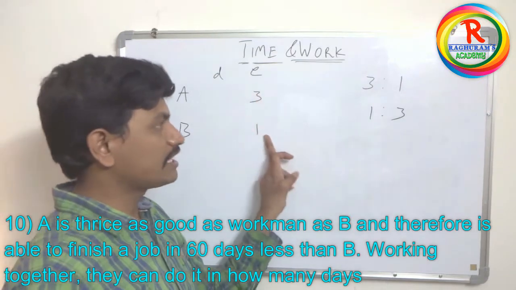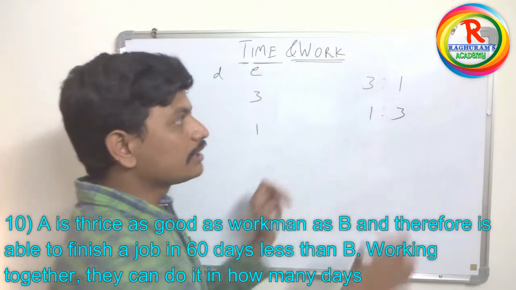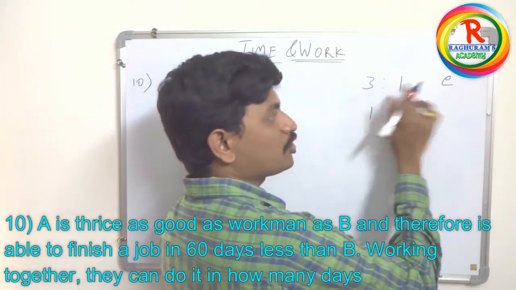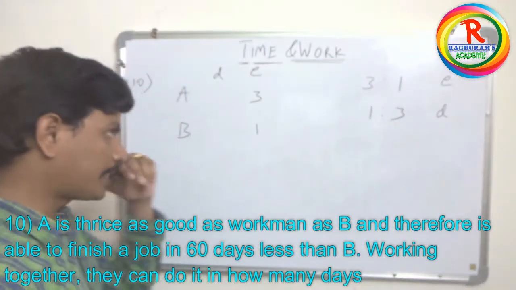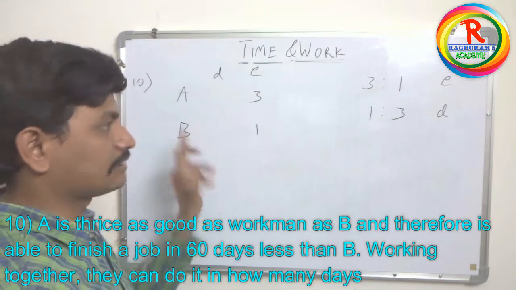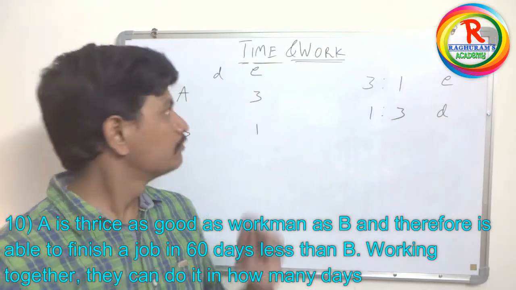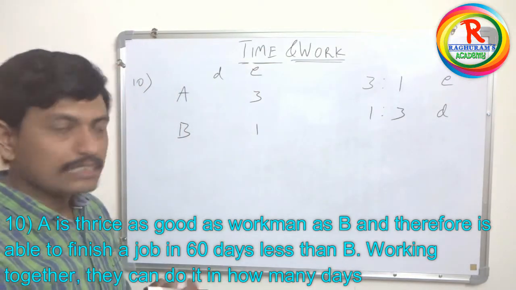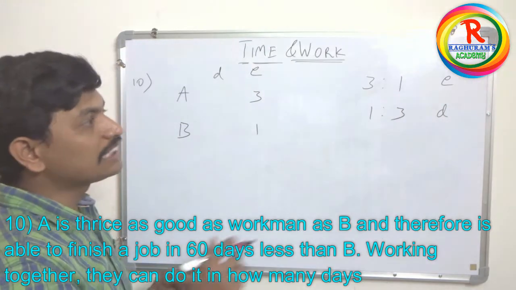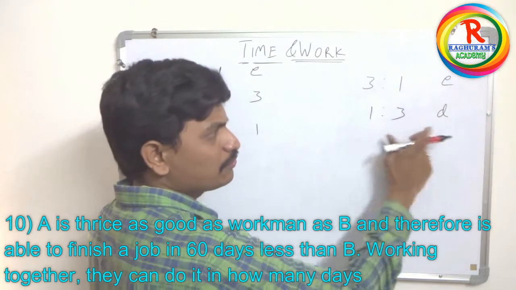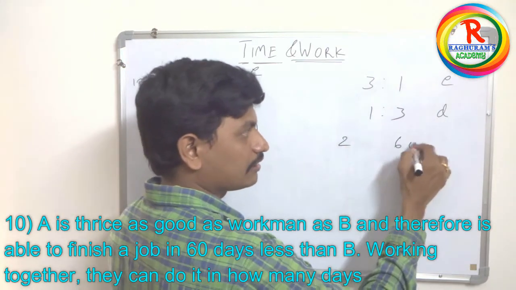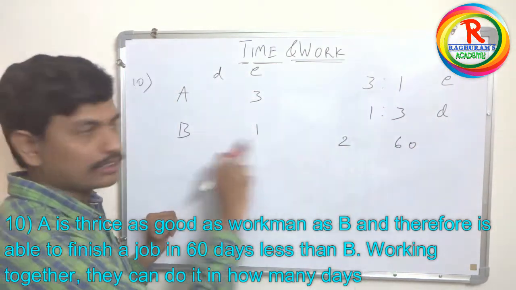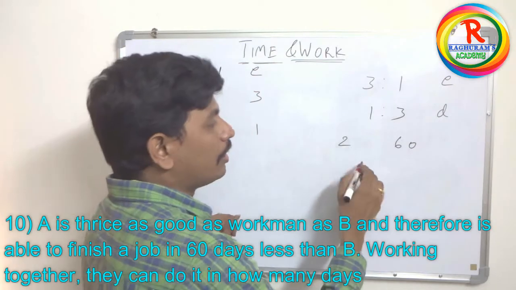The efficiency ratio is 3:1. The days ratio is the reverse, 1:3. We need to find the ratio of days. What is given? A can complete the work 60 days sooner than B. Now, 60. What's the difference of these two? 2. The days difference is 60, and the ratio's difference is 2.